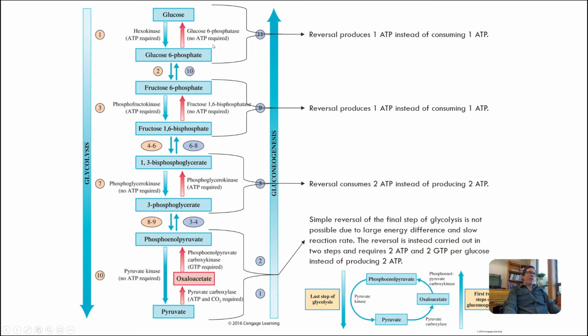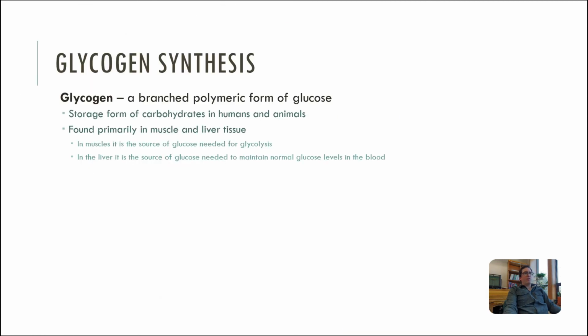Step 10 is the same as step 2. And then finally, the very last step, this hexokinase is also not reversible. And so we have glucose 6-phosphatase, which generates glucose from our glucose 6-phosphate. So overall, if we have a step that consumes ATP during glycolysis, it produces ATP during gluconeogenesis, and the opposite is true as well.